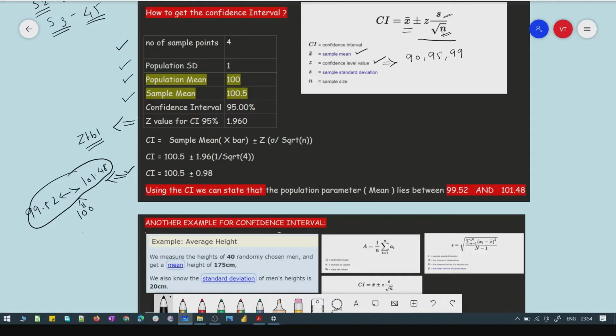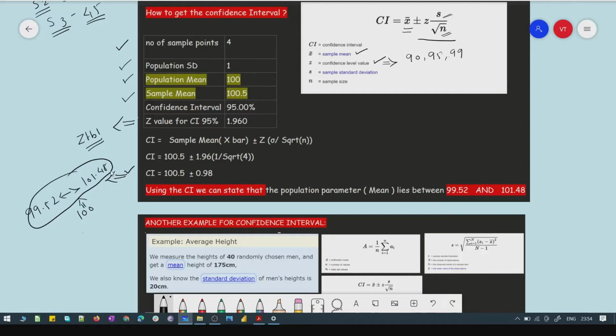N is the sample size and s is the standard deviation for the sample. Now all you have to do is substitute the values in it, and then you will get a confidence interval. The confidence interval that you get for the above example is 100.5 plus or minus 0.98, which means that the confidence interval range is between 99.52 to 101.48.